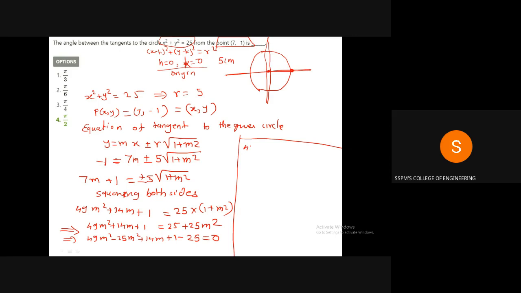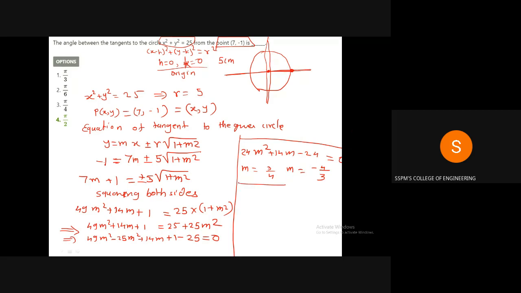So we have 49 m square minus 25 m square, which is 24 m square, plus 14m minus 24 is equal to 0. If we solve this quadratic equation by any method, we will get the values of m: m is equal to 3 by 4 and m is equal to minus 4 by 3.